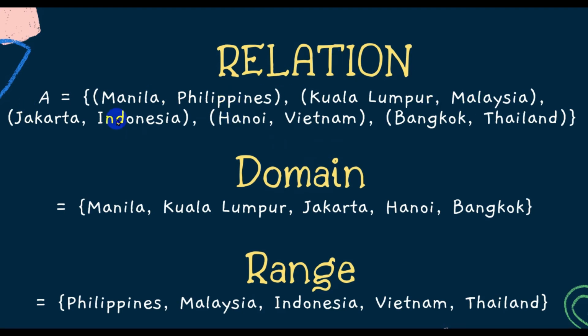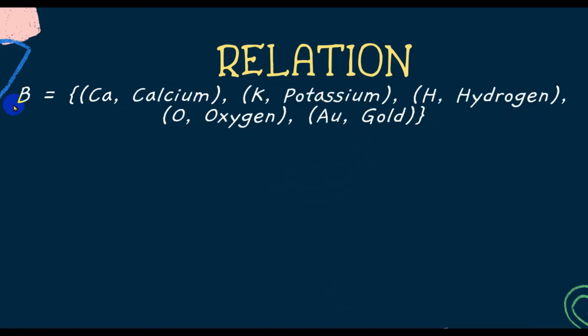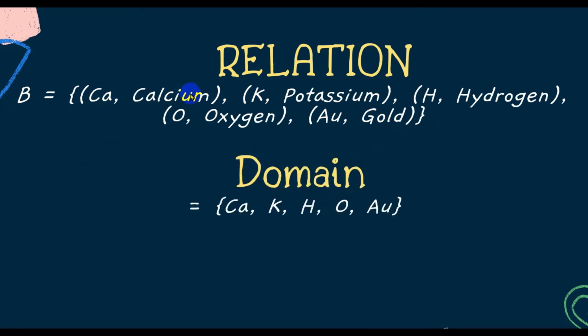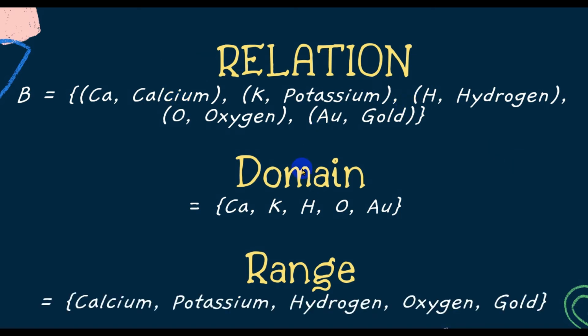So, again, relation po ang ating nasa unahan. It is the set of ordered pairs, and then followed by the domain. This is the set of all x values, and for the range, this is the set of all y values. Next natin na relation from the previous activity. Again, this is the relation between the chemical symbol and chemical element. For the domain, ano-ano yung mga X elements? We have Ca, K, H, O, and Au. So, sila ang bubuo ng domain for this relation. Then, for the range, yun naman pong chemical elements itself, yun po yung ating magiging range. Calcium, potassium, hydrogen, oxygen, and gold.